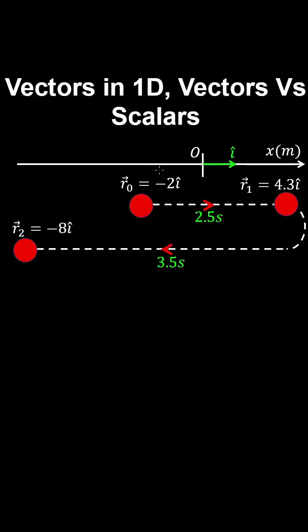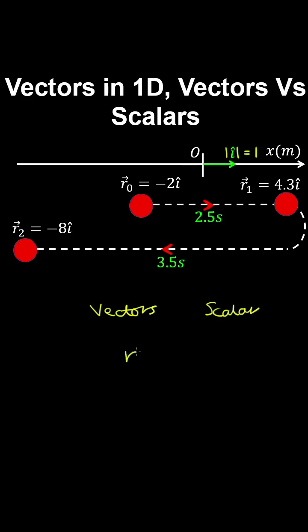Let's start off our study in physics by looking at vectors. So vectors have a length and a direction, whereas scalars only have a length. If we consider the motion of a particle in one dimension, we have this unit vector i, which has a magnitude or length of 1 unit, and it points to the right. And this is used to represent different vectors in one dimension.